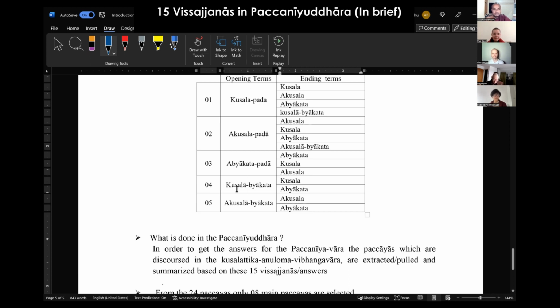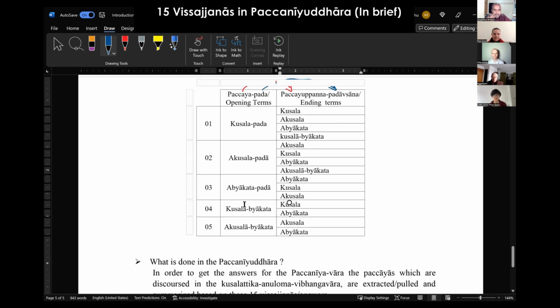So here the Paccaya Dhammas have two topics from the Matika, right? Kusala and abhyakata, kusala abhyakato kusalassa, kusala abhyakato abhyakatassa. The 5th one is kusala abhyakato akusalassa, akusala abhyakato abhyakatassa. So the total here is 15, right? There are 15 answers.